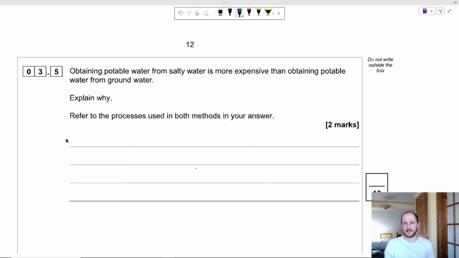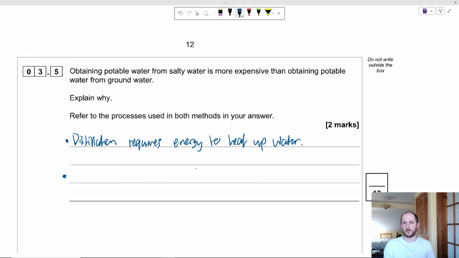So the reason why is distillation, and you want to refer to the name of the methods, by the way, because otherwise they're not going to be able to tell the difference. So write that distillation requires energy to heat up water. There's energy to heat up water. And that's it for distillation.